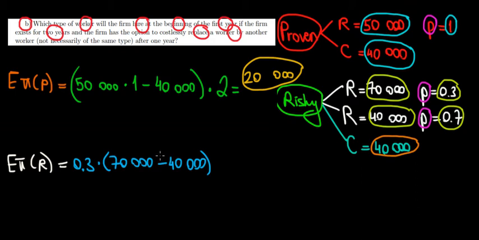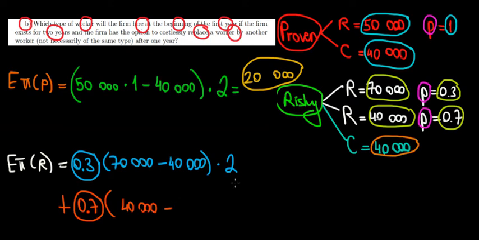And this can happen for 2 periods. Like if the worker happens to be good with the probability of 0.3, he can be good for the first period and for the second period. So we have to multiply this result by 2. So times 2. Now we go to the other case. What if he's not good? What if he generates us only 40,000 euros? Well, with the remaining probability of 0.7, what's going to happen? The worker can generate us only 40,000 euros. So 40,000 euros. And we have to pay for that 40,000 euros to hire him. So we pay the 40,000 euros.